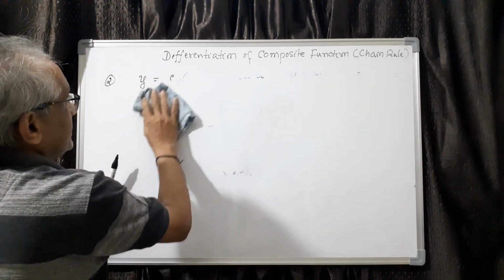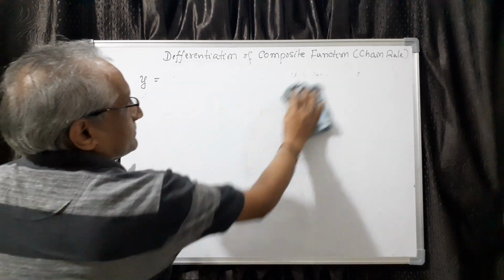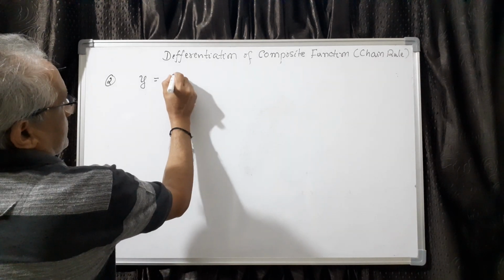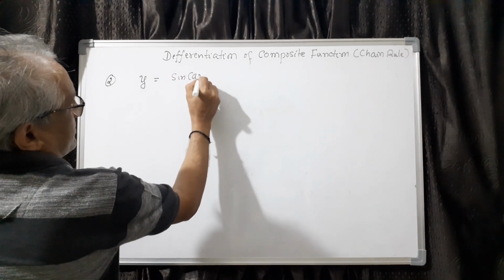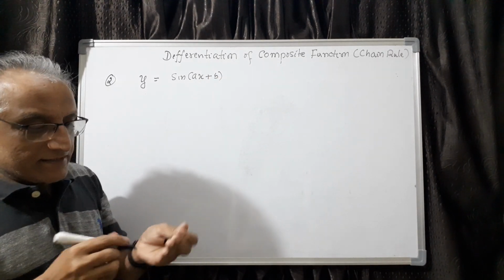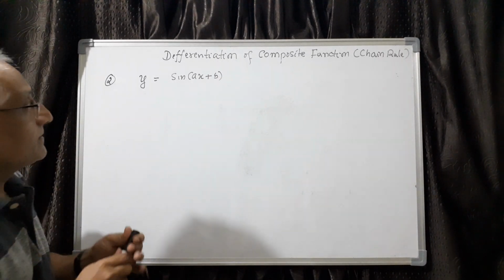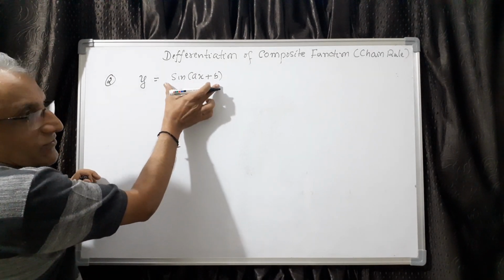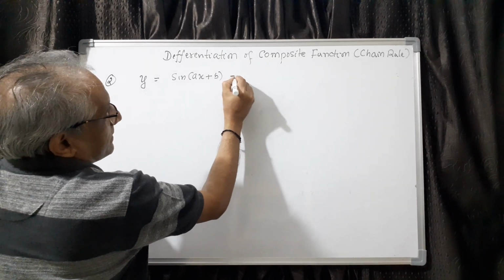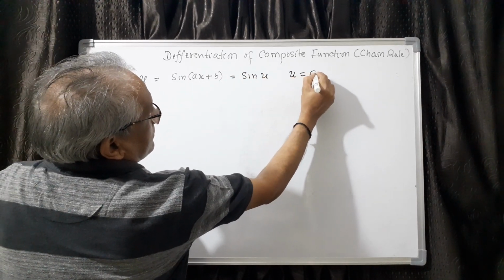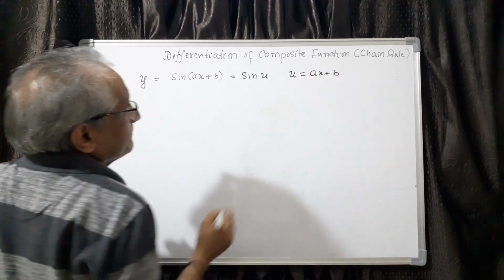Sine of ax plus b, sine of ax plus b. So this is also the same. So here ax plus b is the first function, and sine of that, therefore this is u, this outer is v. So this we can write sine u, where u equal to ax plus b.